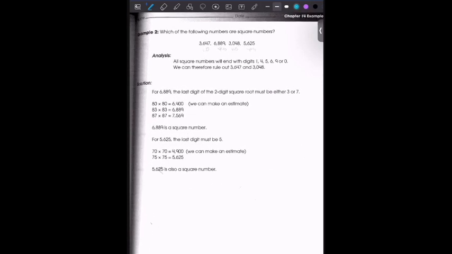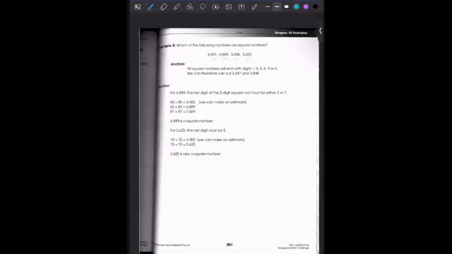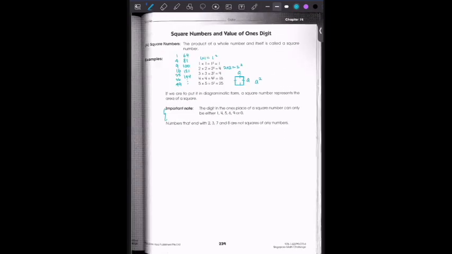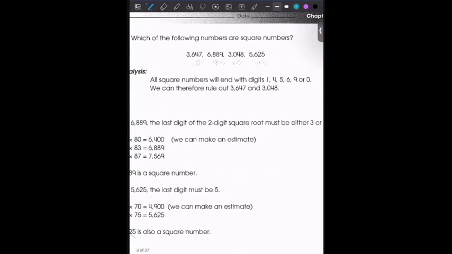Now we're going to take a look at example 2. It says, which of the following numbers are square numbers? When we have problems like these, we can go back to the important note that the digit in the ones place of a square number can only be either 1, 4, 5, 6, 9, or 0. If we look at the ones digit, the ones digit is 7, so we can rule that out. 9 could be a possible square number. 8, we can rule that out, and ending with 5, this could be a possible square number.